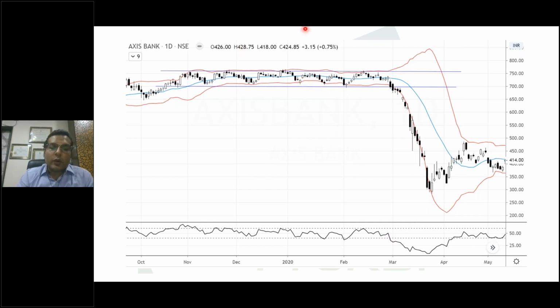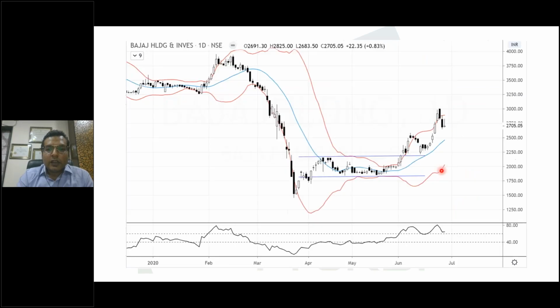And one more thing, if you have noticed, during this sideways or consolidation zone, the bands are flat and the RSI is in the 60-40 zone. The RSI doesn't move above 60, nor does it move below 40. So this is a zone which the RSI also creates for itself when we are in a consolidation zone.